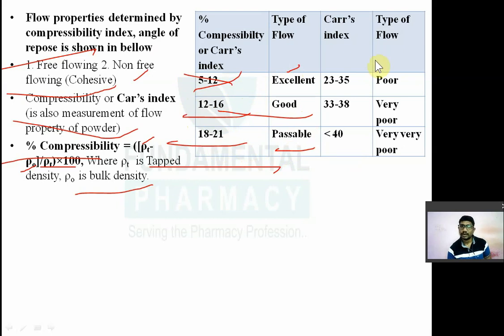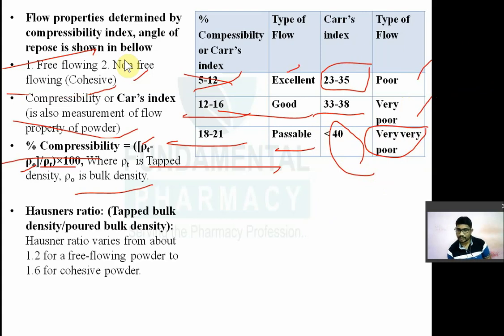Now if Carr's index is between 23 to 35, then you can say it is a poor flowing powder. If Carr's index of powder is between 33 to 38, it is a very poor flow powder. If Carr's index is more than 40, it is very poor flow, or you can say cohesive powder. So Carr's index is a measurement of the flow property of powder. Remember the formula: Carr's index is equal to tap density minus bulk density, divided by tap density, into 100.